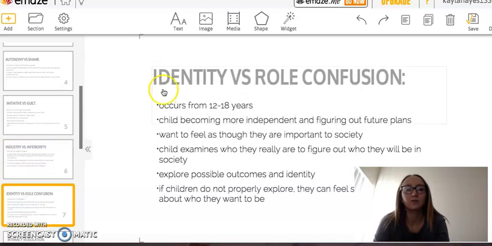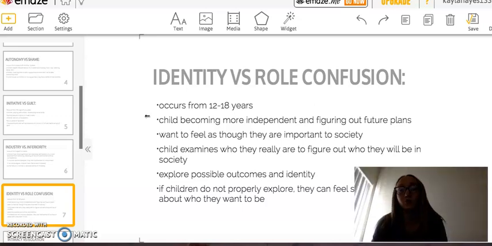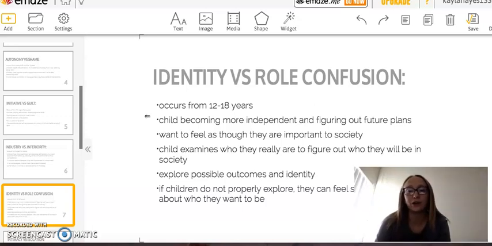And then the next one is identity versus role confusion. This stage occurs from the age of 12 to 18 years old. During this stage, children become a little bit more independent, and they start to kind of figure out their future plans, what they want to do after high school, things like that. So children want to feel as though they are important to society, and the child kind of starts to really examine who they are and figure out who they'll be in society and what role they'll play in society. So they really begin to explore some possible outcomes and who they will become.